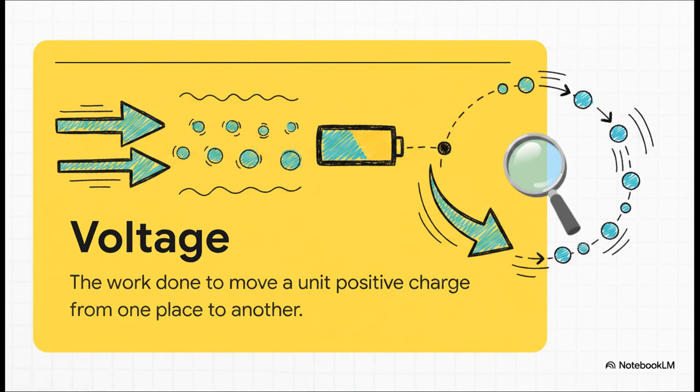Voltage is simply that pressure. It's the invisible push that forces our charge to move and creates that current we just talked about. The formal definition from the material is the amount of work done to move a unit positive charge from one place to another. Without this voltage, without this potential difference, the charge just sits there, doing absolutely nothing. Voltage is essentially the motivation of the entire circuit.